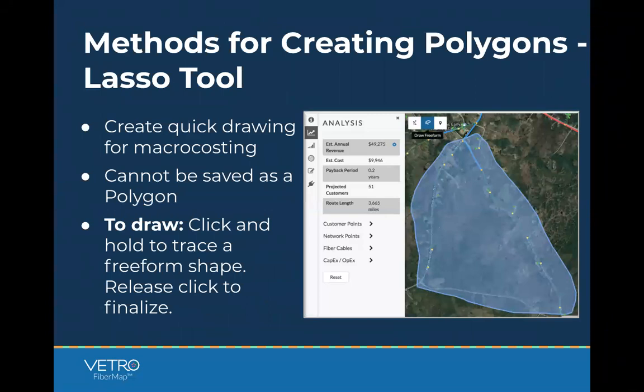So the two main tools that you use to create polygons, the first is the Lasso Tool. This was a very popular tool that gives a quick, cursory look at an area, and allows you to do some free-form drawing. And the key here is that these are not able to be saved as polygons, so it's just an instantaneous look at data. The way to draw with that is you click and you drag to produce the shape, and then you release.